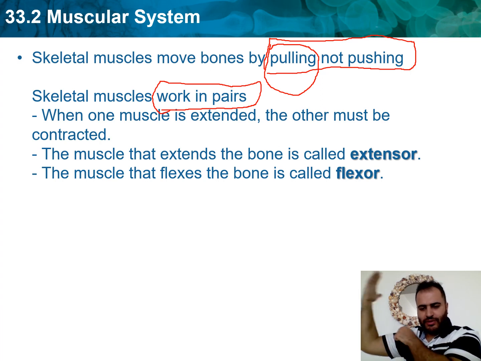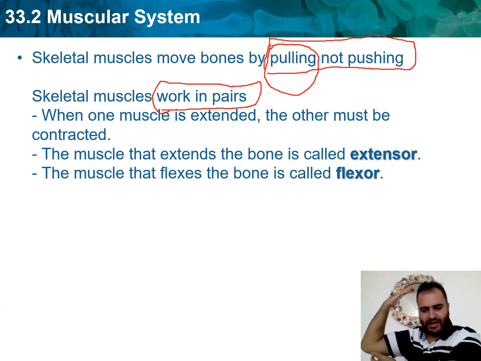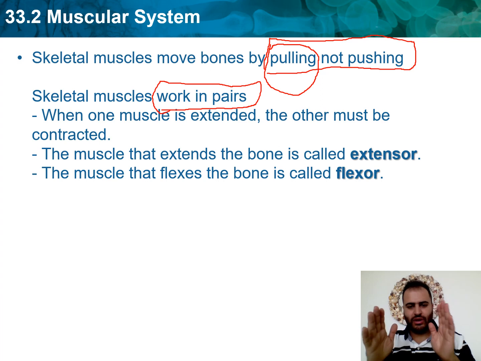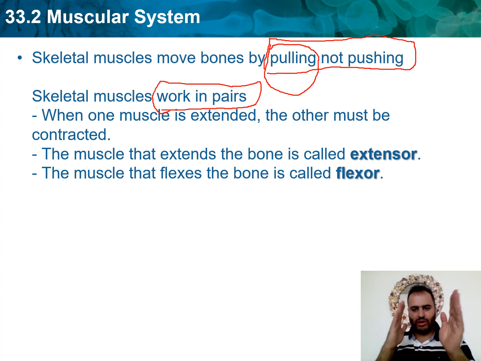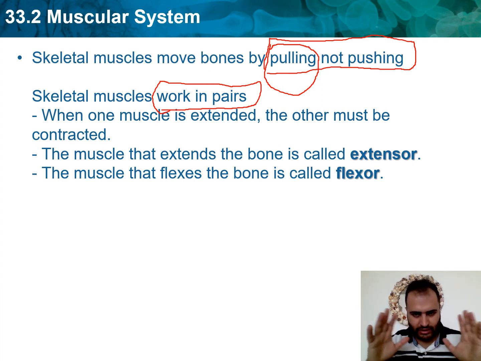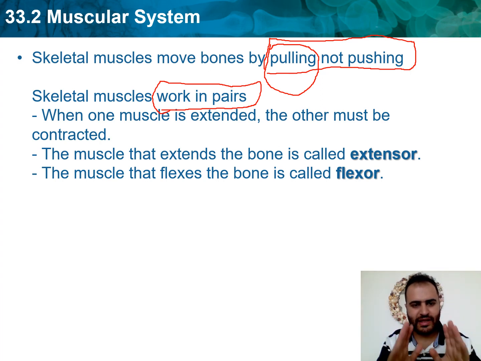Now, during this movement, one muscle has to contract, the other has to relax. And vice versa, the opposite is true. During this movement, the other muscle will contract, this one will relax. There is no way that these complementary or opposite muscles contract at the same time. In order to allow movement, one must let go and one must contract. One must leave the bone, one must pull the bone. So what you need to know is skeletal muscle movement happens by pulling the bones, not by pushing them. This is very important. And all skeletal muscles in your body work in pairs.